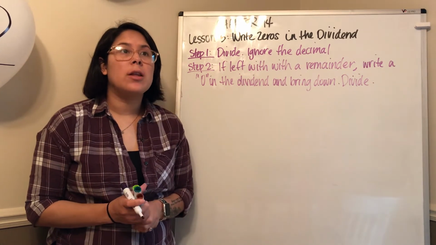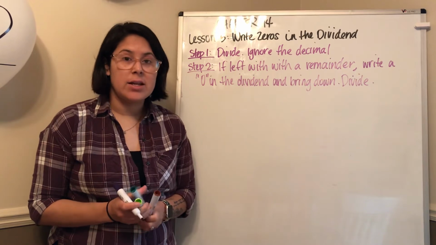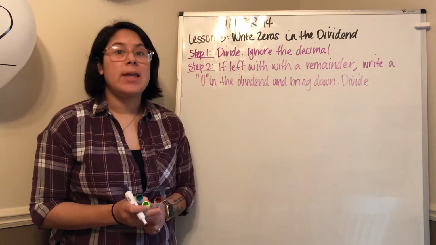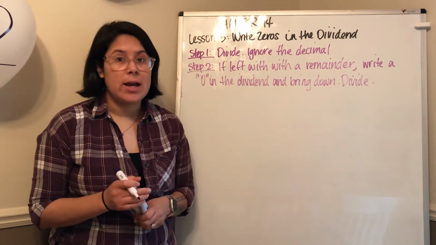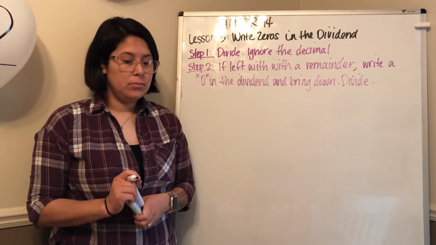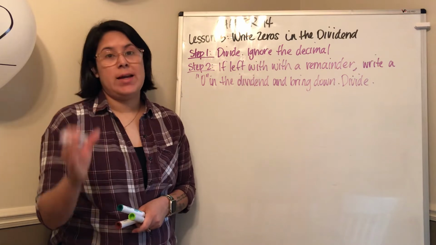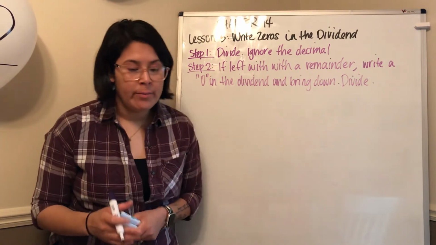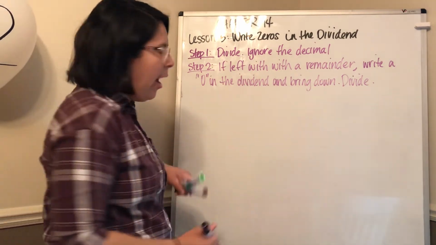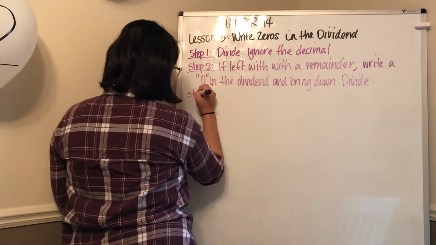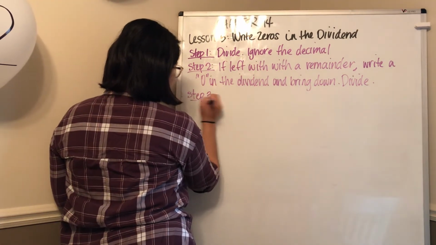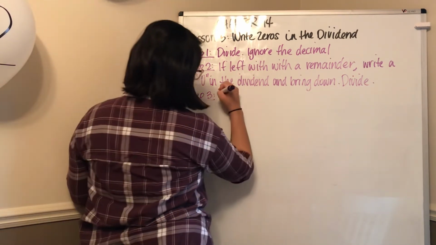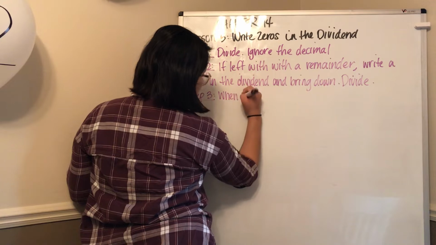If you are left with another number and it's not another 0, so you have another remainder, then you just keep bringing down zeros. You add a 0, you bring it down. You add a 0, you bring it down. You keep doing that until you get left with no remainder. Step 3 is when there's no more remainder. So you're left with a 0.